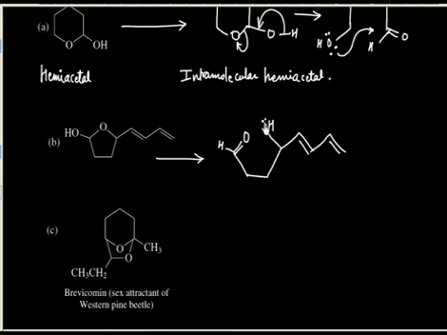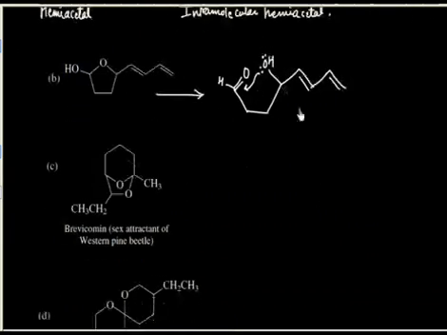Now what is happening in this case? Again intramolecular hemiacetal formation. If it attacks here, you will get this compound. So this is again intramolecular hemiacetal formation, and the final product is cyclic in nature. This is again a hemiacetal. Now let us discuss this one.